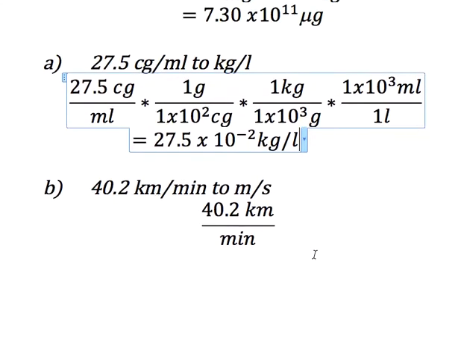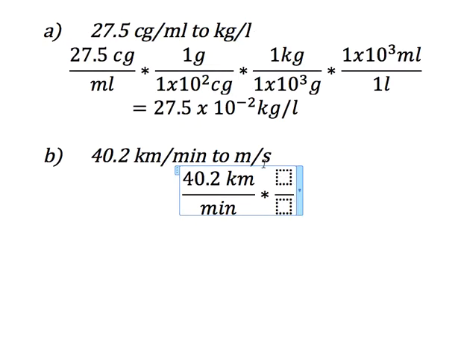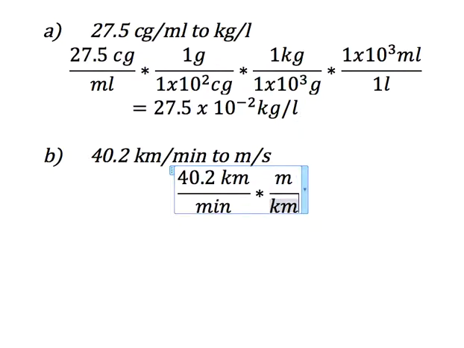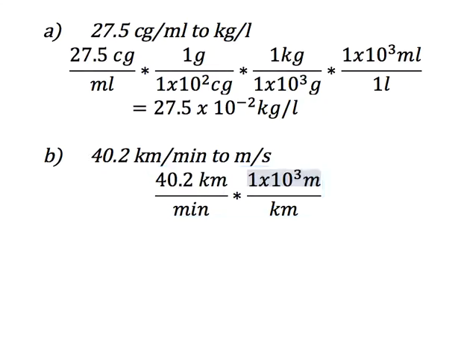Okay, one more like this anyway. We are converting this one from kilometers per minute to meters per second. So let's go ahead and get rid of the top unit first, from kilometers to meters. I'm going to put meters on top, kilometers on the bottom. The kilometer is larger, so I need 1,000 meters to go with 1 kilometer.